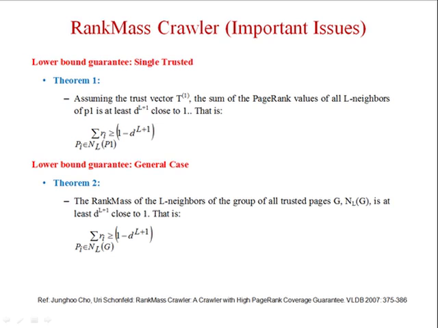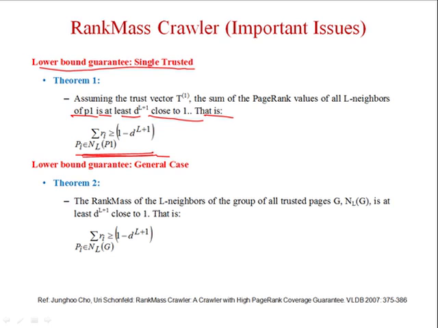So the rank mass crawler, some important issues. Lower bound guarantee, single trusted page. Theorem: we can assume the trust vector T1, the sum of page rank values of all L-neighbors of P1 is at least 1 minus d to the power L plus 1, that is close to 1. That is, this is the lower bound guarantee, and this is the base of the rank mass crawler.